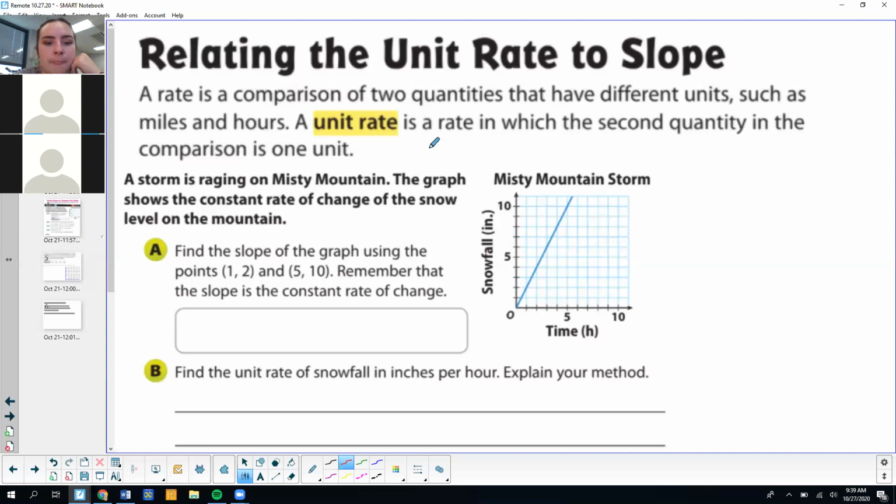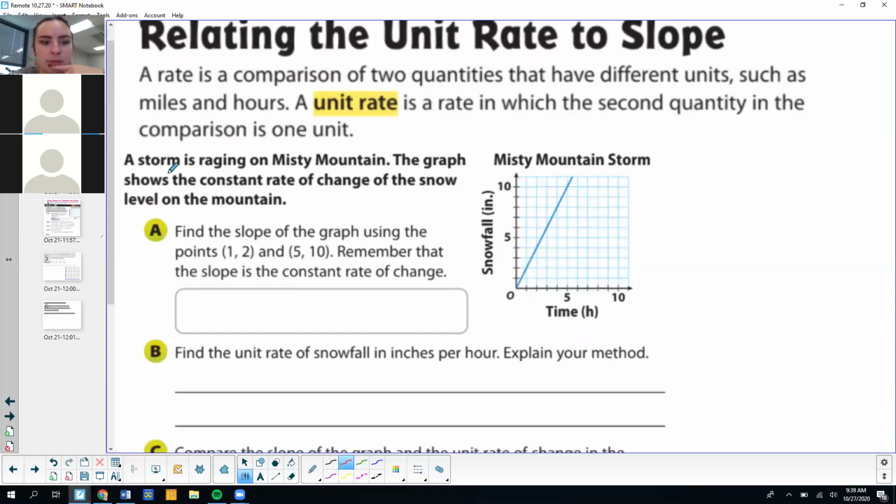All right. So a unit rate is a rate in which the second quantity is in the comparison of 1 unit. So if I'm trying to figure out what the price is for one, that's what that means.